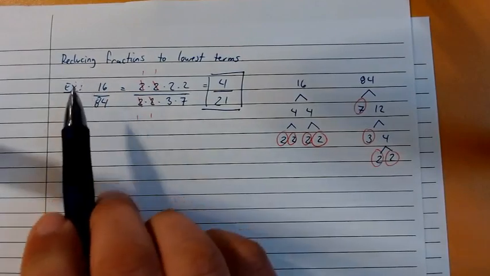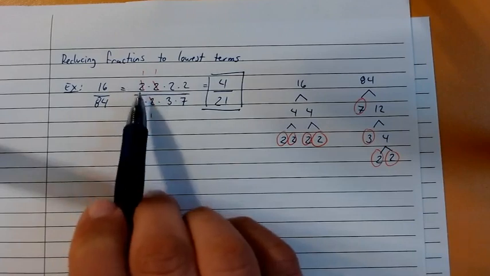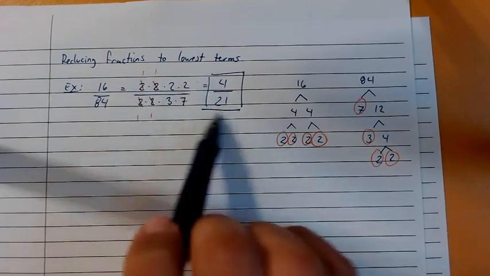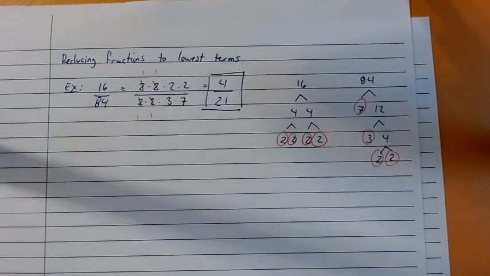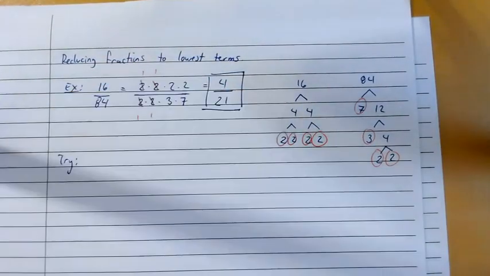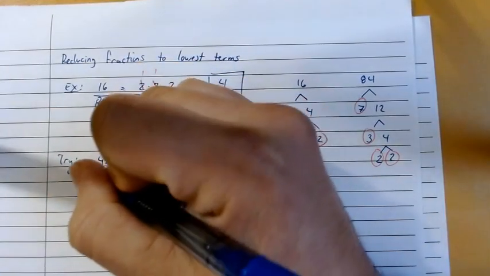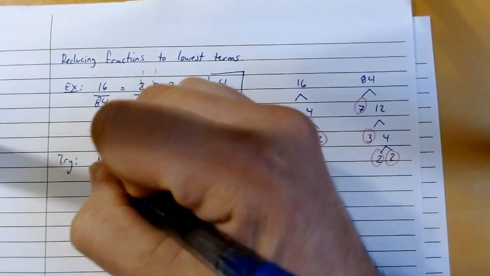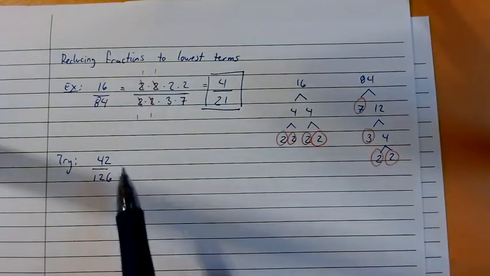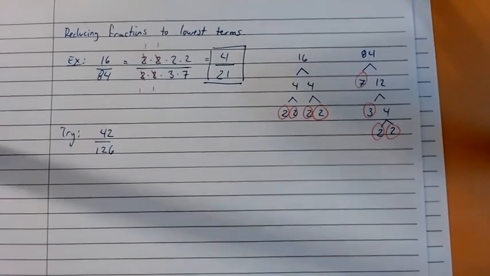So to reduce a fraction to lowest terms, we factor out the numerator and denominator, divide out whatever's common, and whatever's left is our result. Okay? So go ahead and give this a try. Let's do 42 over 126. Go ahead and give that a try. Pause the video and use this technique to write this fraction in lowest terms.